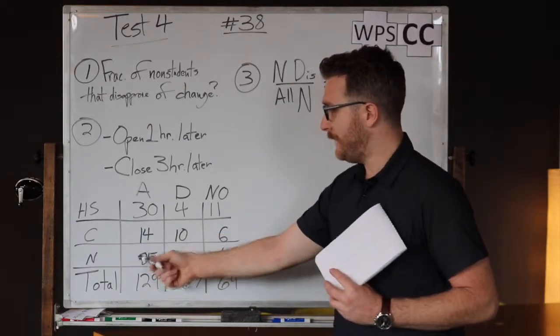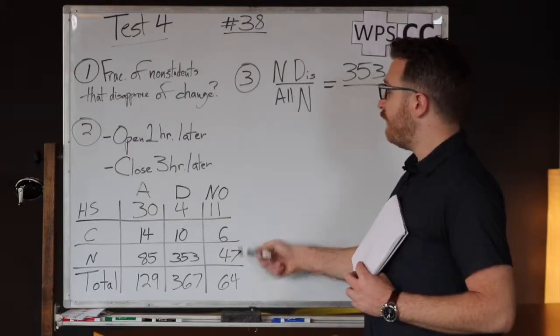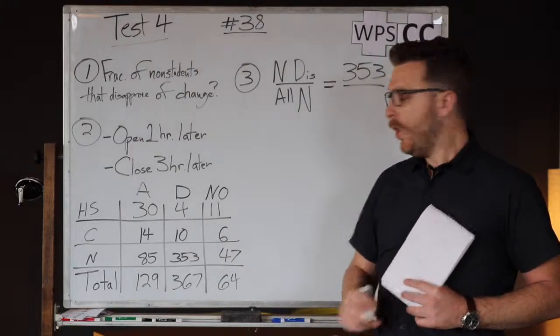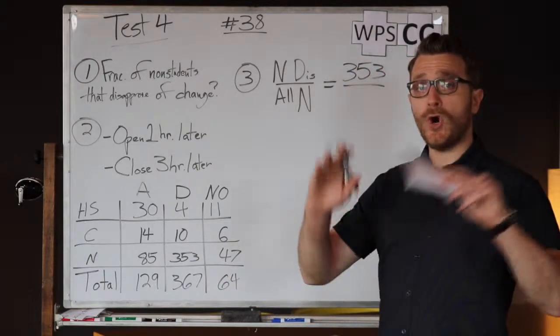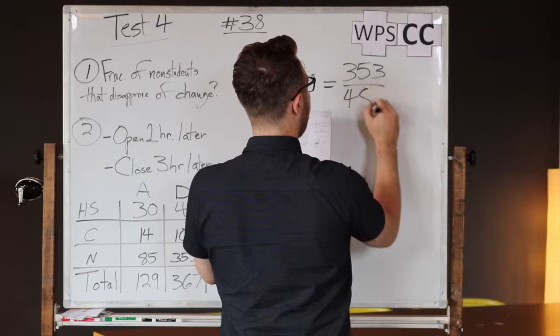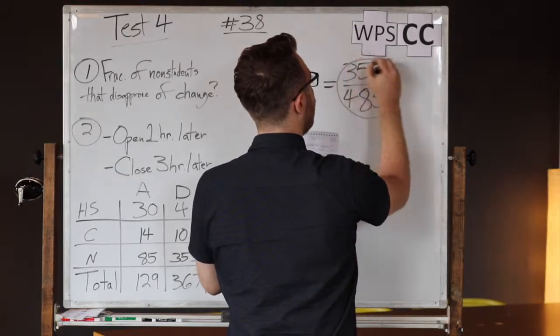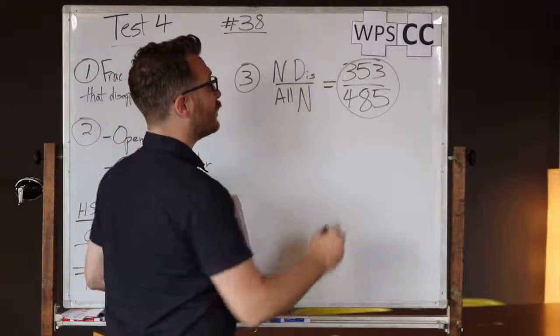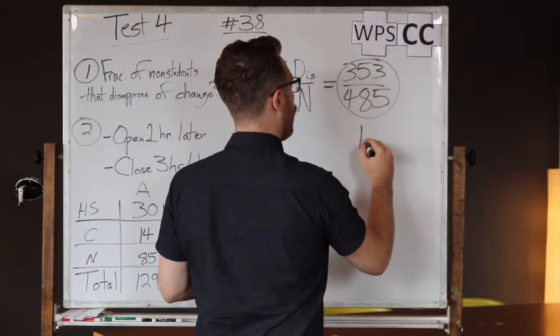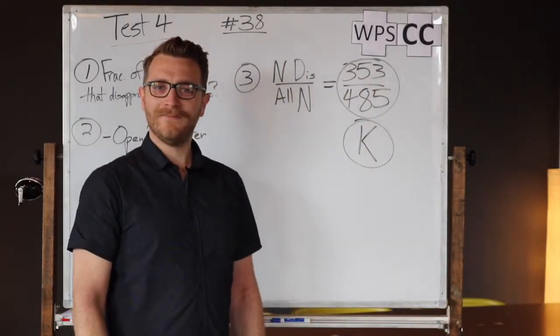Now, how many non-students do we have in total? We have 85 who said they approved, 353 who disapproved, and 47 who had no opinion. We have to add these up to get the total number of non-students. If you put that in your calculator, you will find that it is 485. So our fraction is 353 over 485. That is letter option K. Great job.